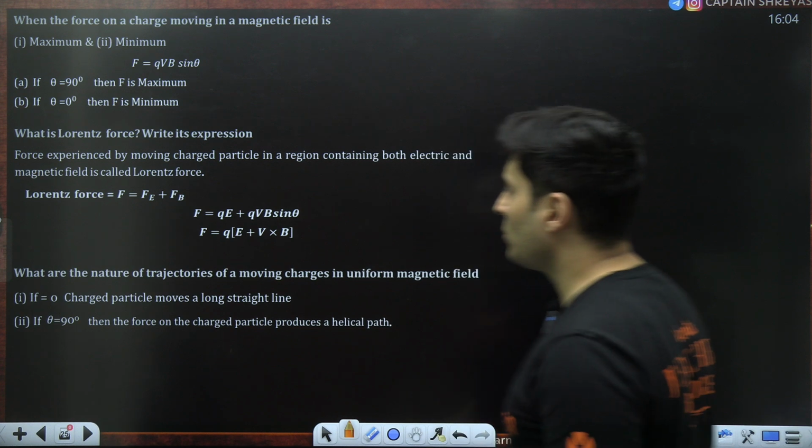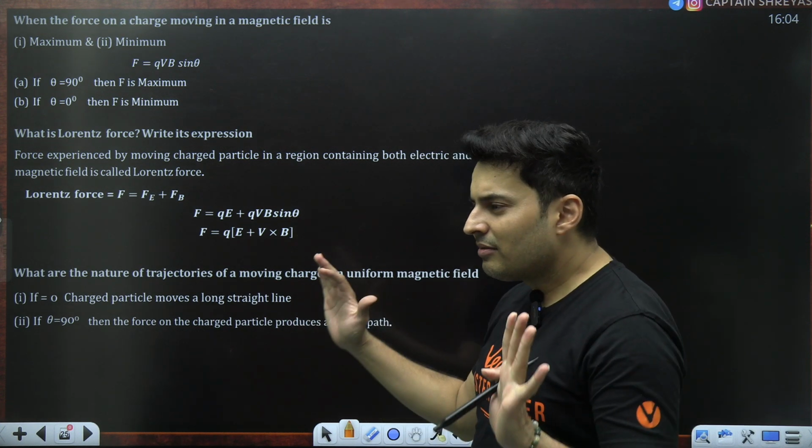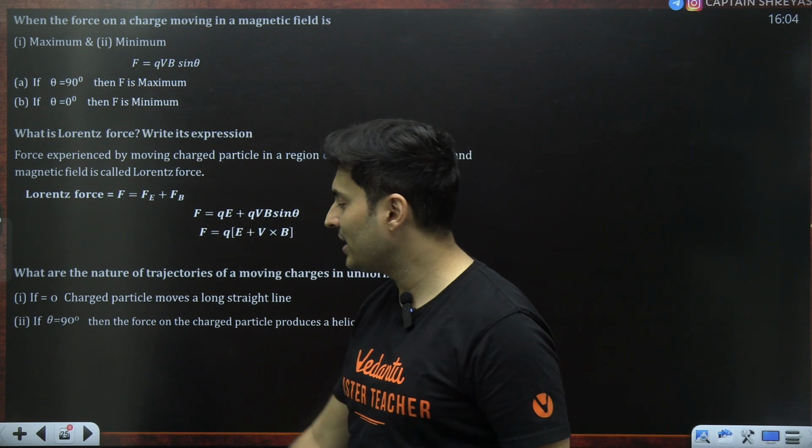You can see many times questions have been asked on Lorentz force. What are the different trajectories? So very standard questions have been asked again and again. Okay, you can see over here, right?